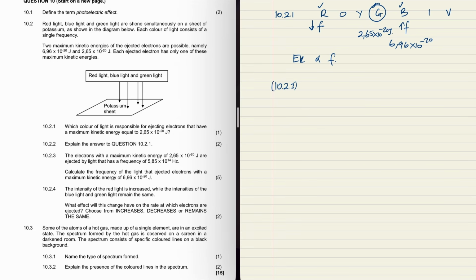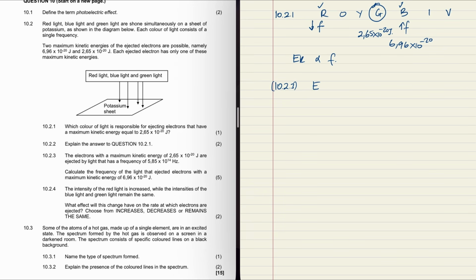Question 10.2.3 says, the electrons with a maximum kinetic energy of that are ejected by a light that has a frequency of that. Calculate the frequency of the light that ejected electrons with a maximum kinetic energy of that. So essentially they are asking us to calculate the frequency of the blue light. And it was 5 marks, so that means we're going to need to do 2 separate calculations. So I'm going to start with the formula.